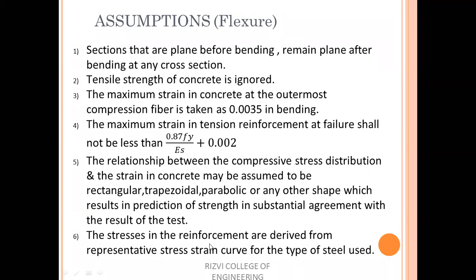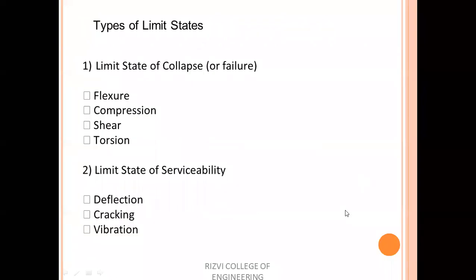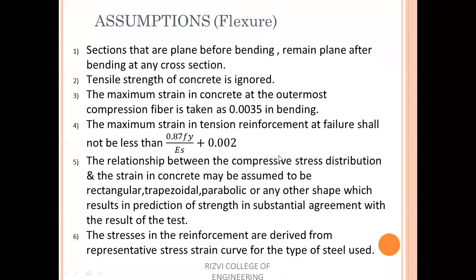And the last assumption is that the stresses in the reinforcement are derived from the representative stress strain curve for the type of the steel used. So this is nothing but this. How have we derived the stresses? From the stress strain curve for steel. This is defined properly, but here we have considered the 0.2% proof stress, and then we have found this out. So those are the 6 assumptions for flexure on the basis of which you are going to design the member or the beam. Is this clear, everyone? All the assumptions we have discussed.